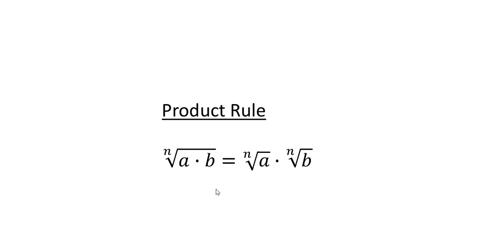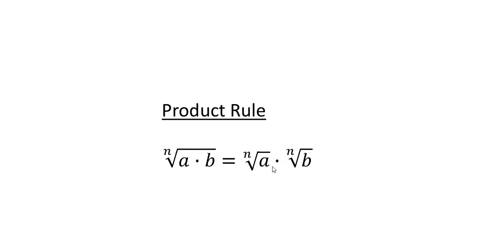So if you have the nth root of a times b, you're multiplying two things inside the radical together, you can apply that radical to each factor individually. So I can apply the nth root separately to the a and separately to the b, and then multiply those results together. It also works in reverse, so that if you have two radicals of the same root being multiplied together, they could be multiplied into a single radical.